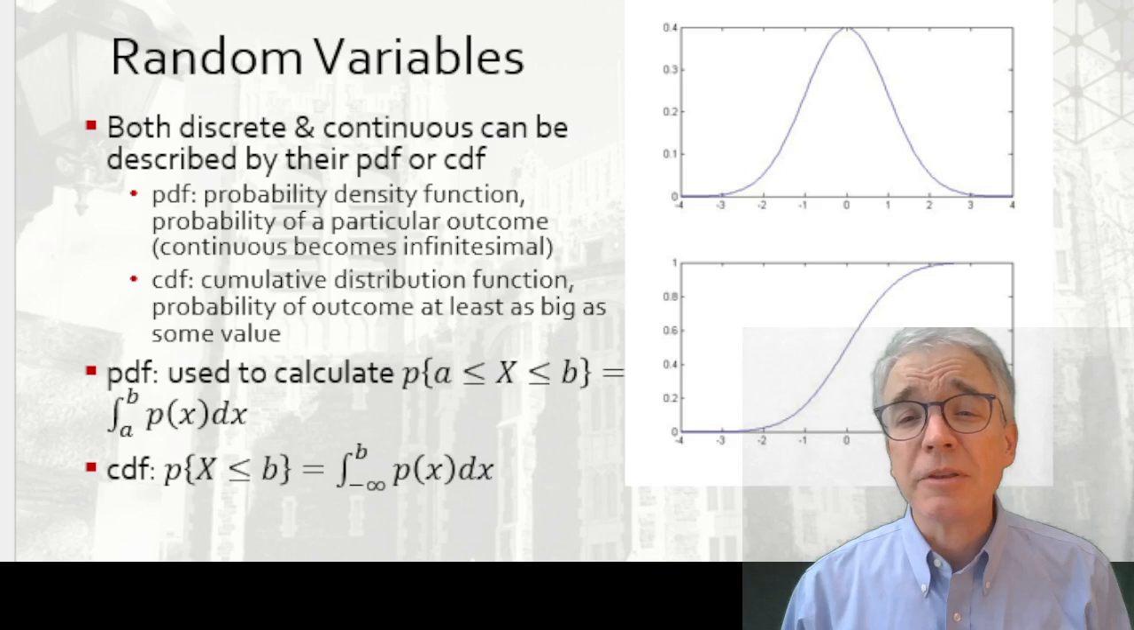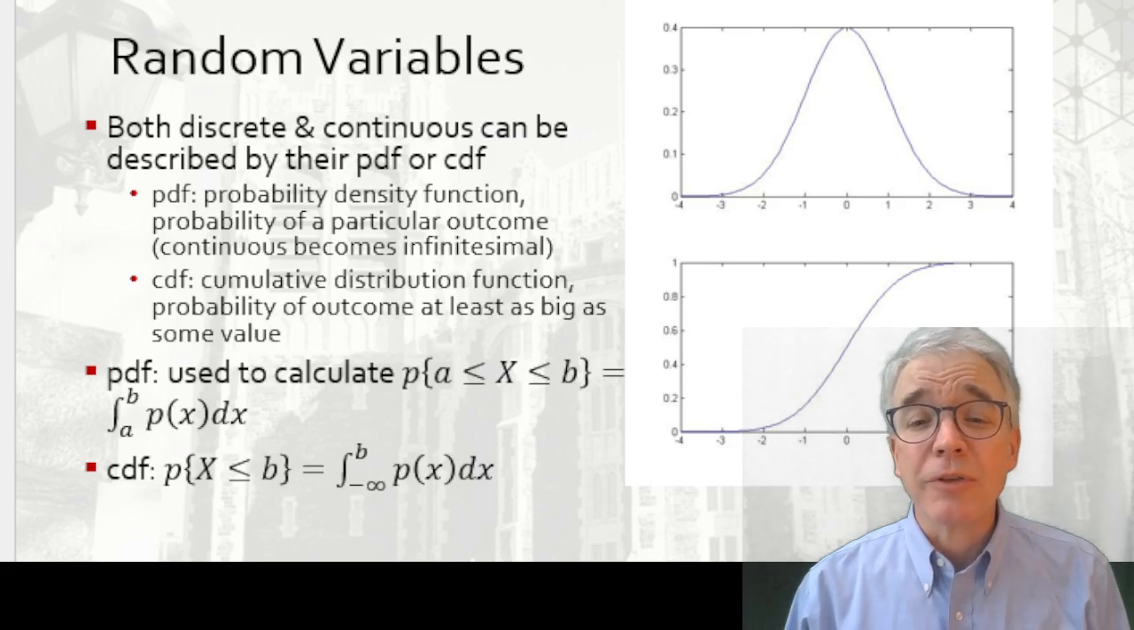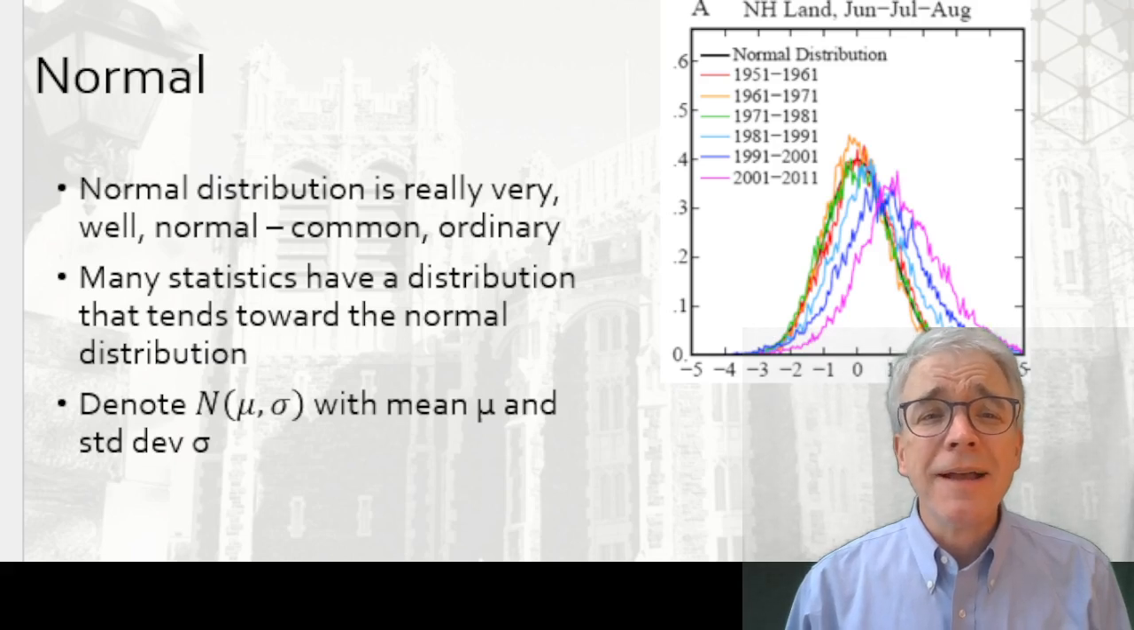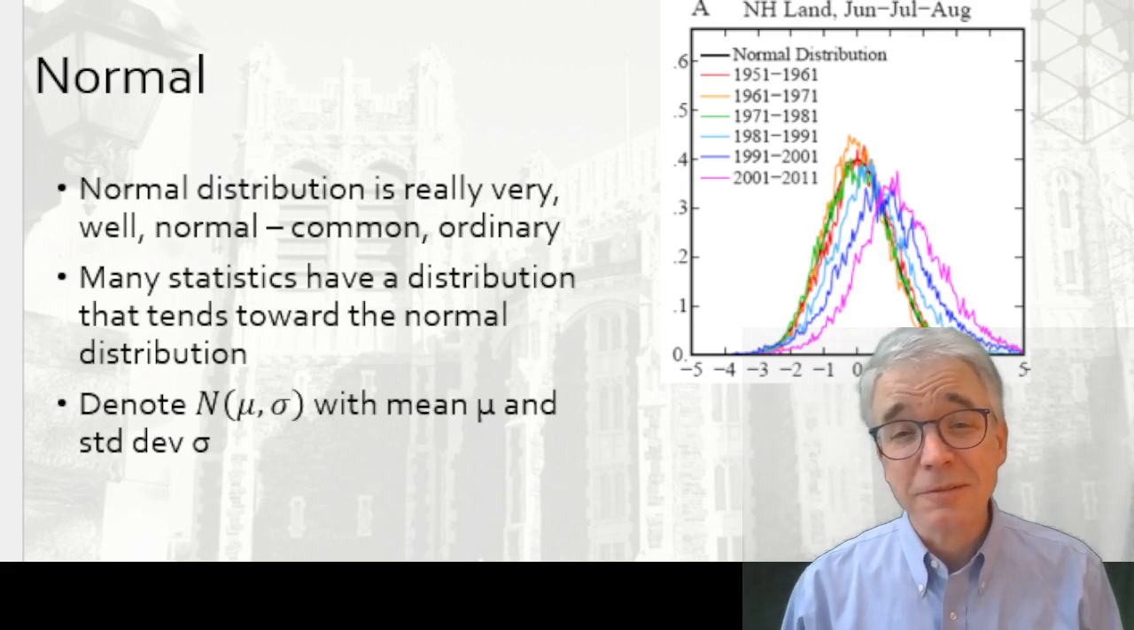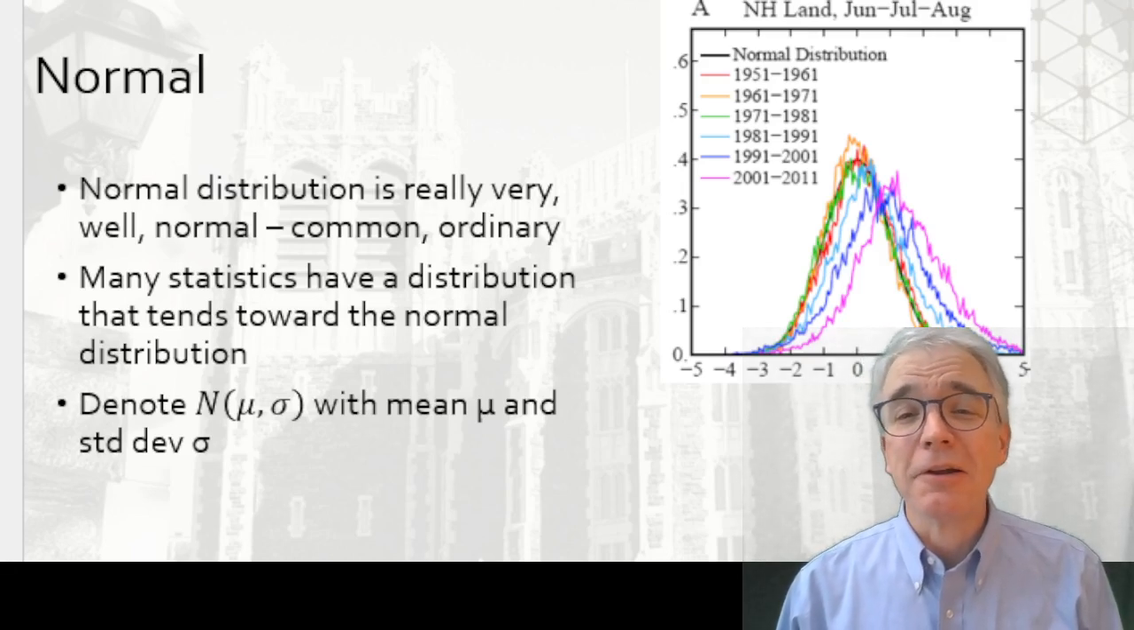One of the most common continuous random variables is the normal distribution, which has that classic bell shape I've shown there. That's the PDF for the normal, while the CDF for the normal is that S-shaped thing there. That classic bell shape is probably what you're most accustomed to seeing. The normal distribution is called normal because it's common, ordinary. You see it all the time. It pops out in all sorts of different circumstances.